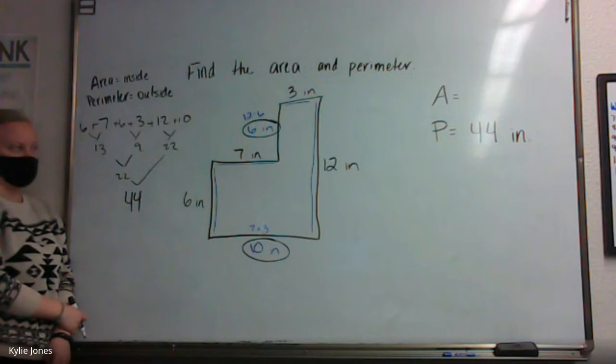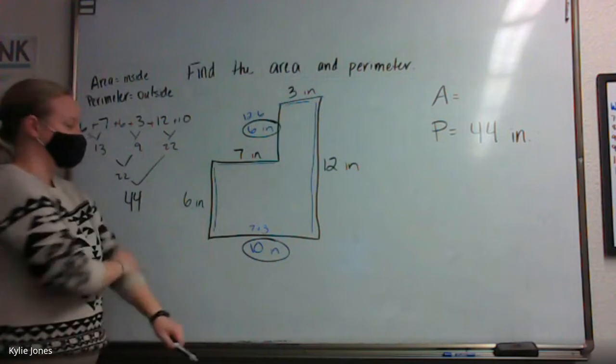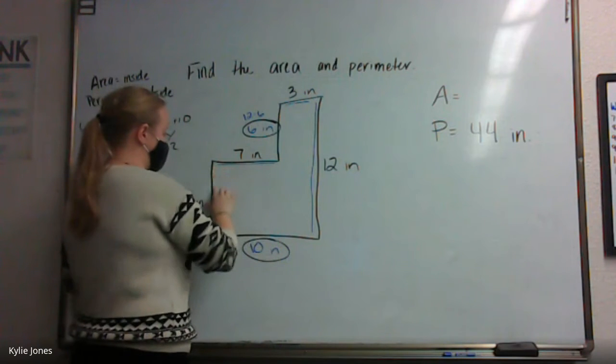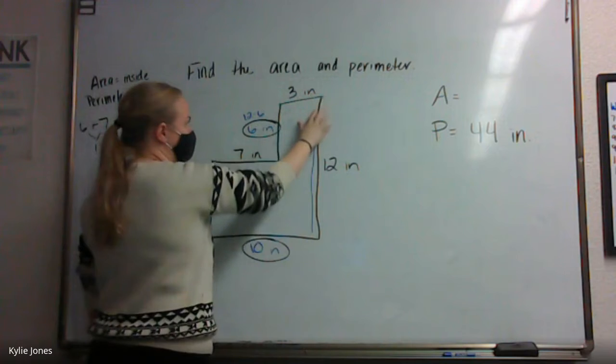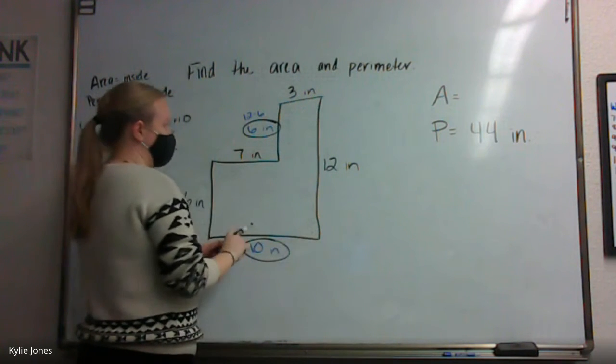Okay, now, what do we have to do? Now, we just have to find the area. So, we need to make 2 shapes out of this. We can make it 2 rectangles. Where should I split it then? Between the 7 and the 12. Right here? Okay. Let's split it right there then.